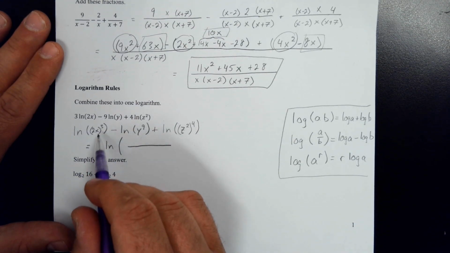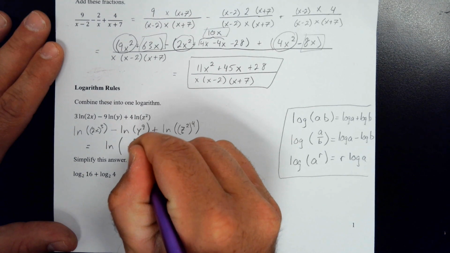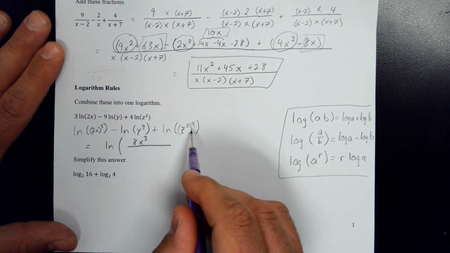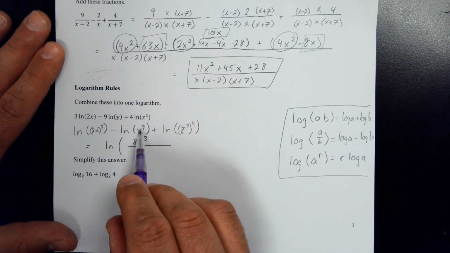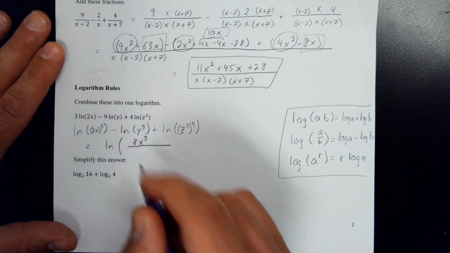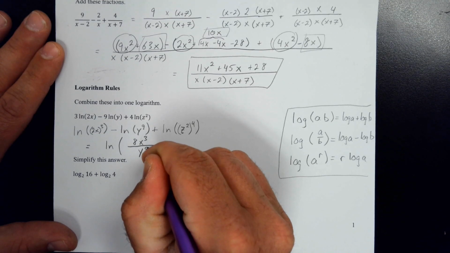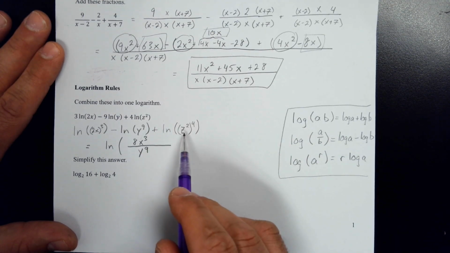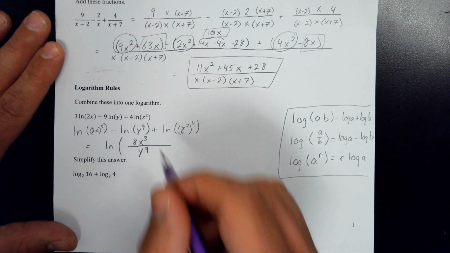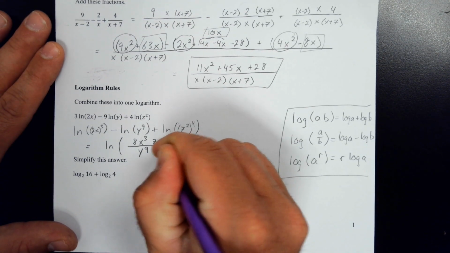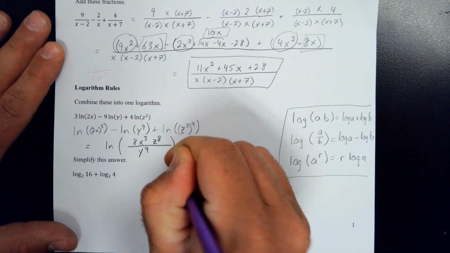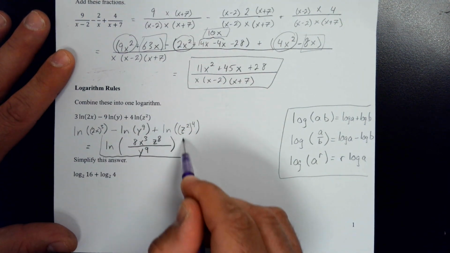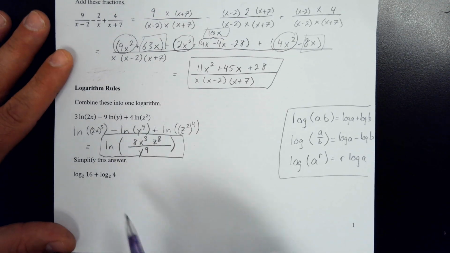Some things on the numerator and some things on the denominator. Well, this is definitely on the numerator. 2 cubed is 8, so it's 8x cubed. This is also multiplied over here, and this is divided, so I'll put that y to the 9th on the denominator. This adding is the same as multiplying, so I'll put this, which is really z to the 8th, on the numerator. Now everything is in terms of one logarithm, specifically the natural log.